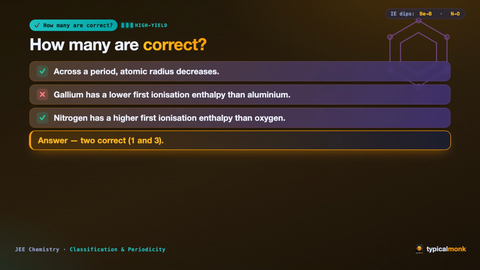Two statements, the first and the third. Radius truly falls across a period, and nitrogen's half-filled stability truly does outrank oxygen. But the second one fails. Gallium's ionization enthalpy is actually higher than aluminium's. The exception poor shielding creates. Carry that exception into the exam hall.